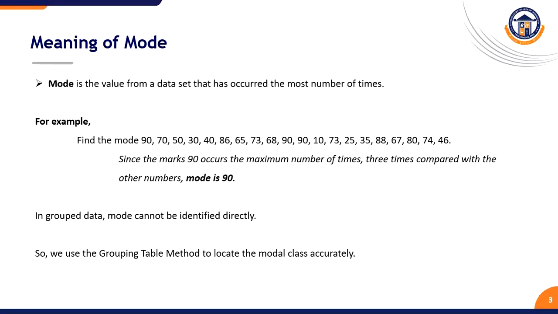In this data, first we have to identify which mark occurs most often. Since the mark 90 occurs the maximum number of times, that is 3 times, compared with the other numbers, 90 occurs most often in the given data. So the mode is 90. This is an individual data type. But in grouped data, mode cannot be identified directly. So we use the grouping table method to locate the modal class accurately.